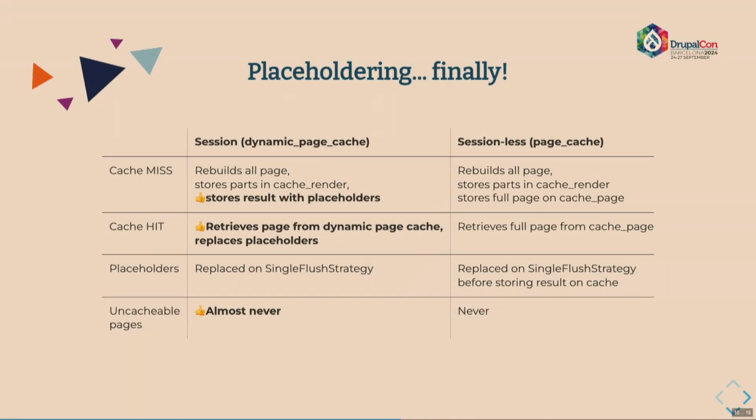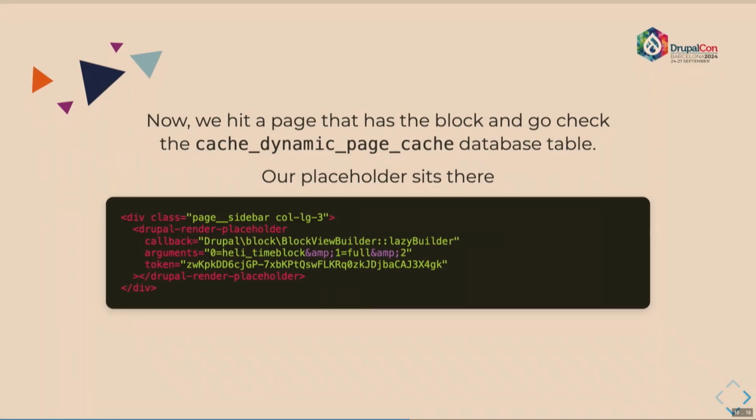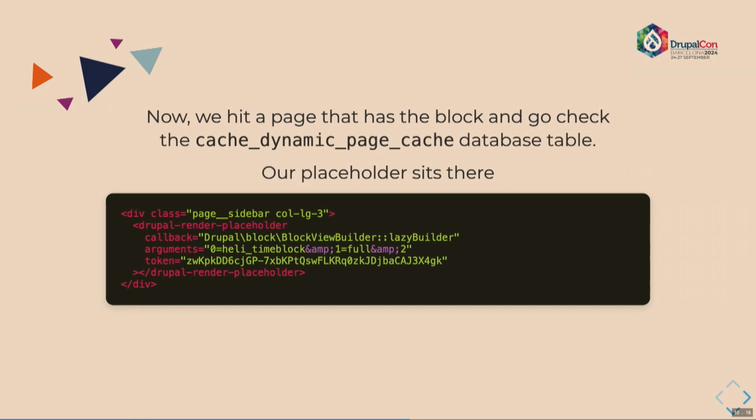So now, for session users, when we have a miss, it's going to store the full page with the placeholders, okay? And when it retrieves the page from the dynamic page cache, it's going to retrieve this page with the placeholders, and then it's going to replace the placeholders. We will almost never have uncacheable pages. We will usually have hits. And if we go, for example, to our block, if we hit a page and we look into the database, we will see that this is the structure that's getting stored in the database cache, okay? This Drupal rendered placeholder that has the callback, the arguments, and a token to identify it.